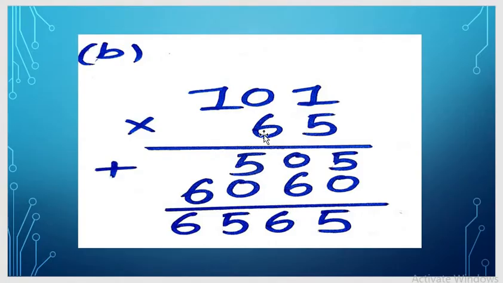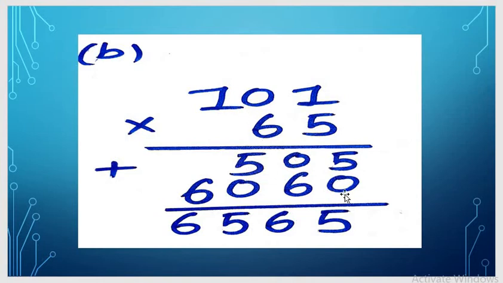101 multiplied by 65. First of all we see how many digits here, 2 digits. So first we take the 5 and multiply it by this 3-digit number, and then take the 6 and multiply it by this 3-digit number. So 5 ones are 5, 5 zeros are 0, and 5 ones are 5.